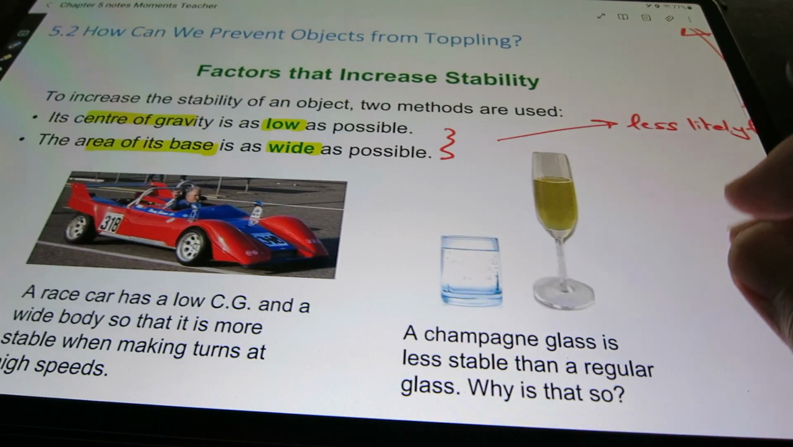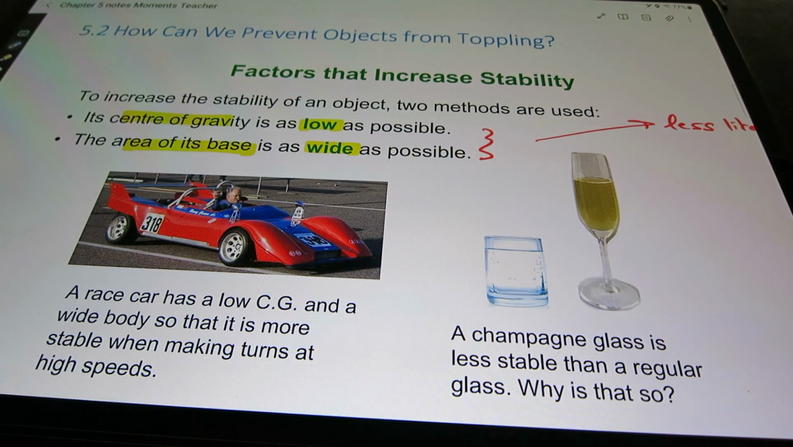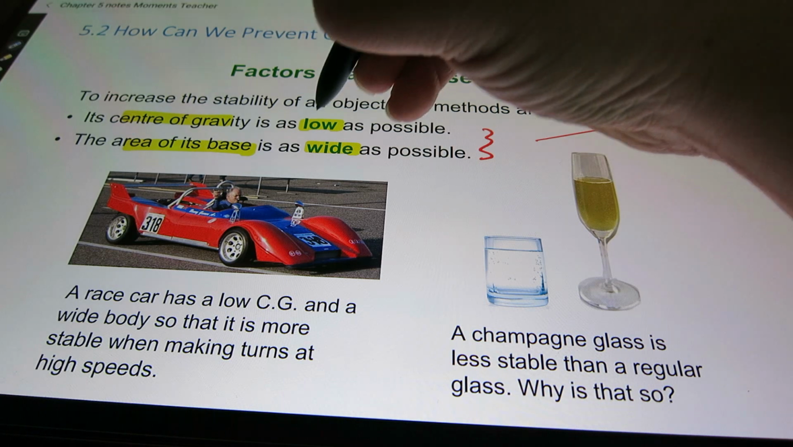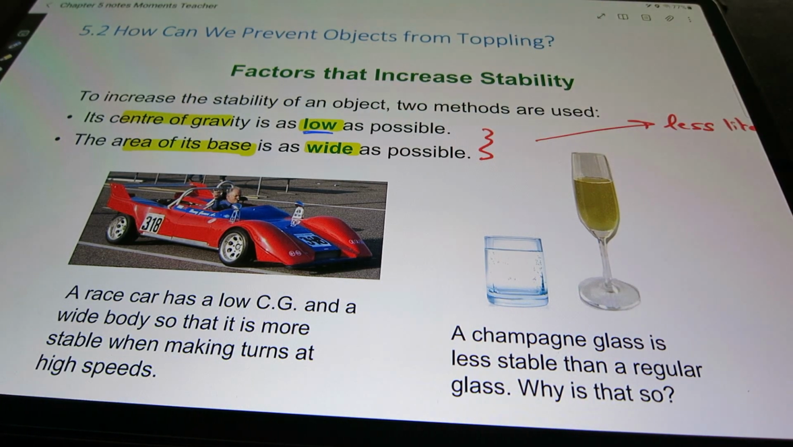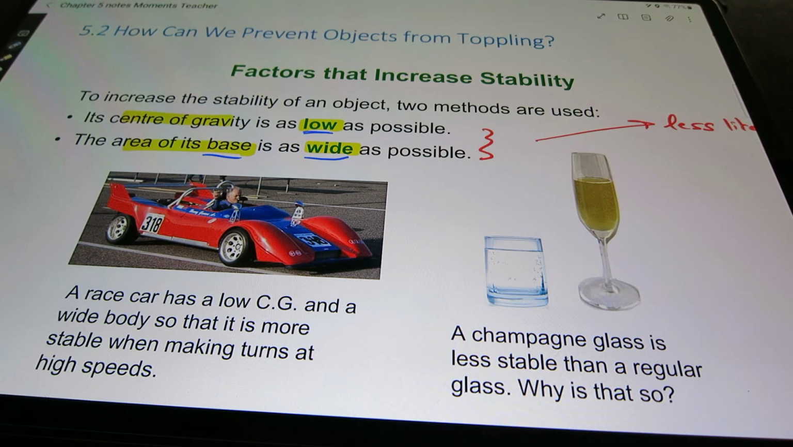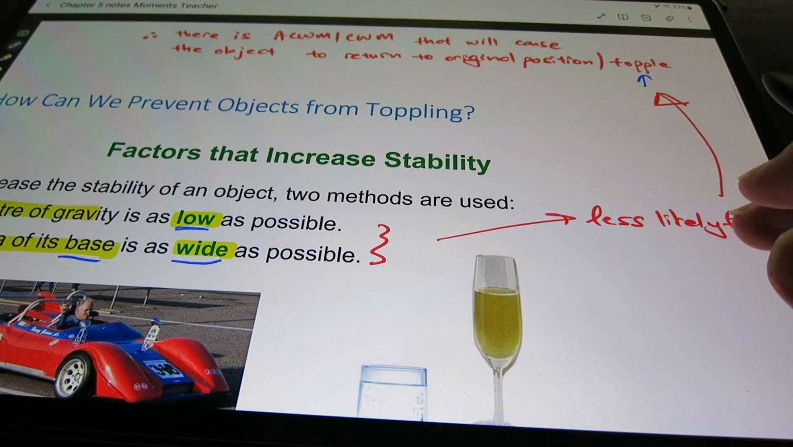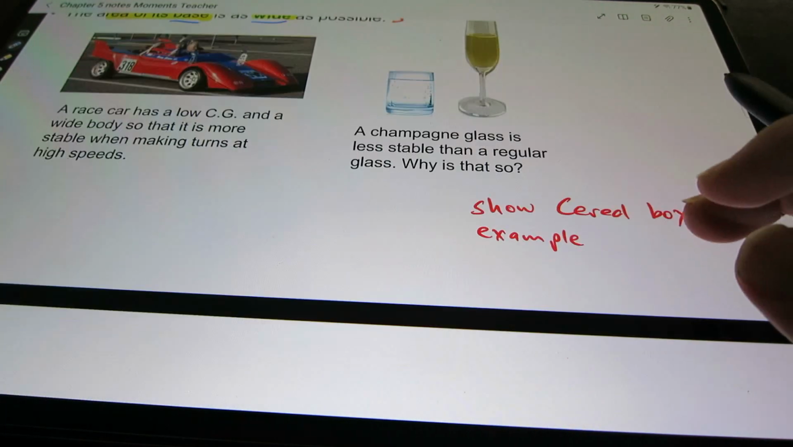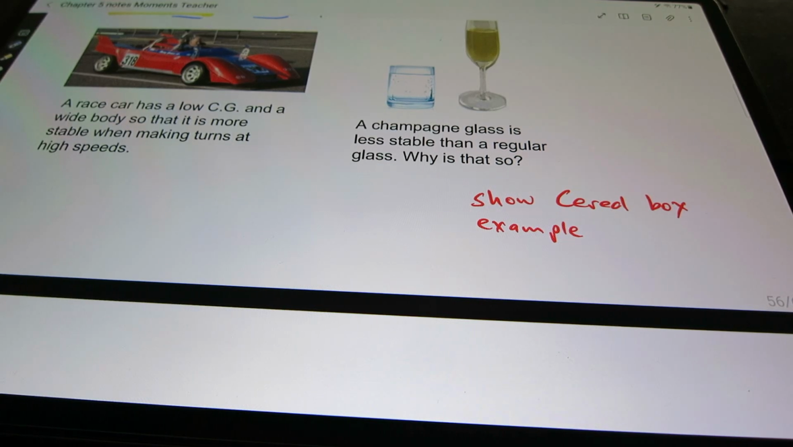Alright, so for you to have a stable object, you must have an object where the center of gravity is as low as possible, and the base area is as wide as possible. The wider it is and the lower the center of gravity, the less likely it is for it to topple. Alright, so I have an example here to show you.